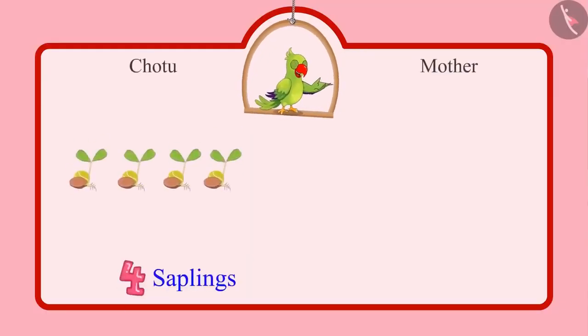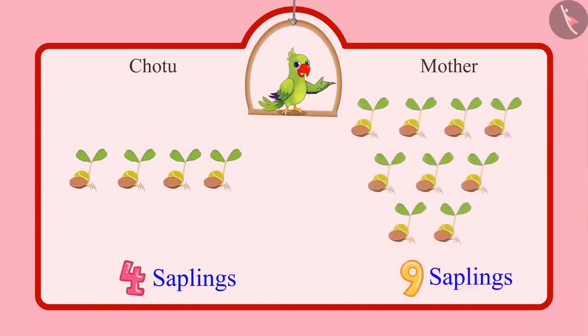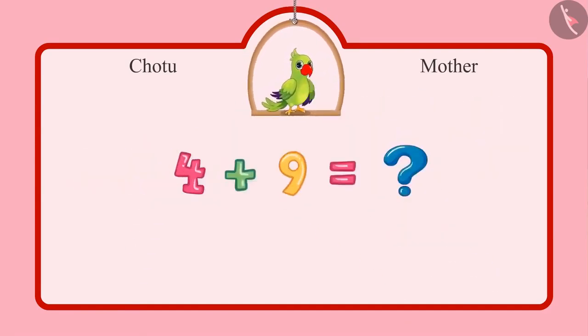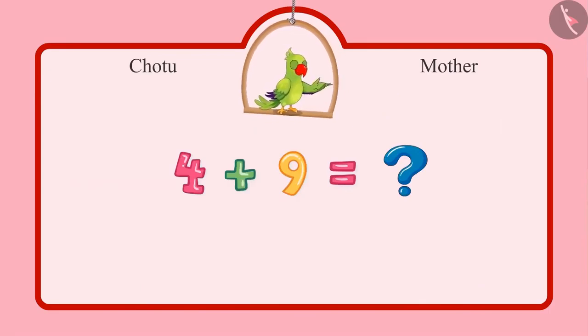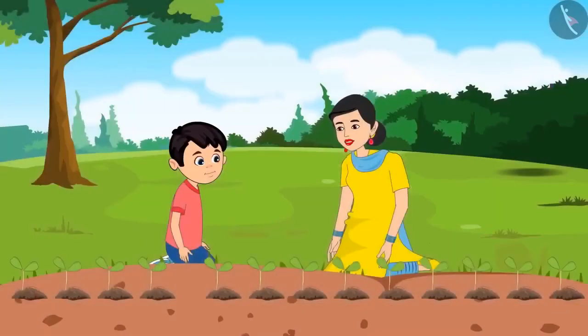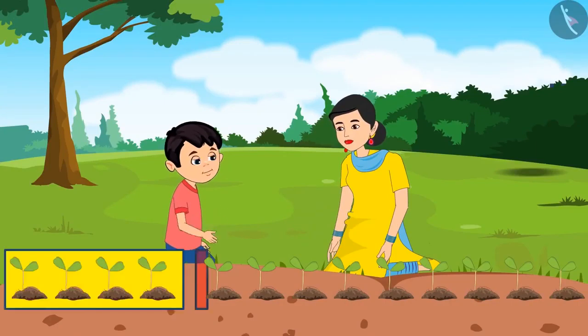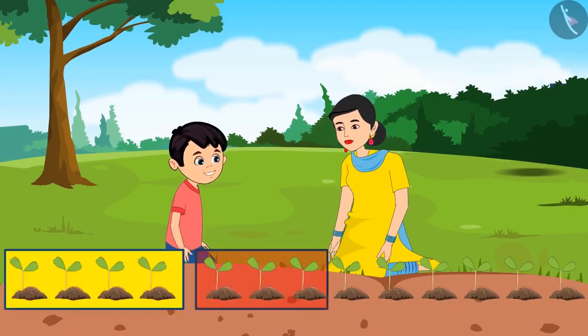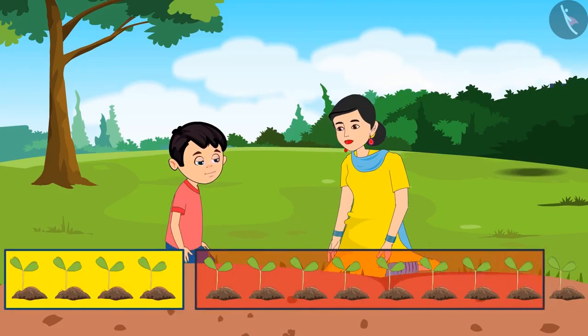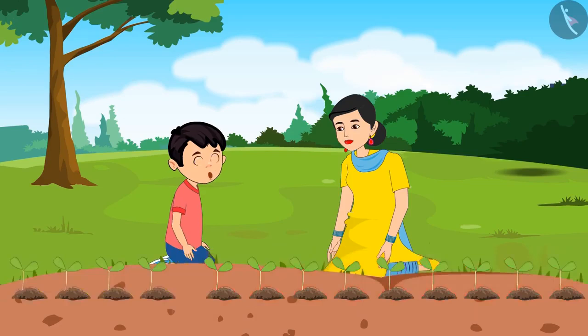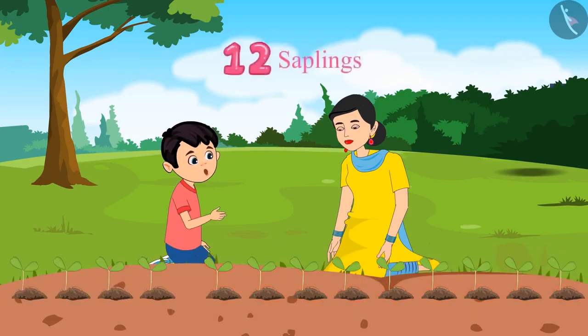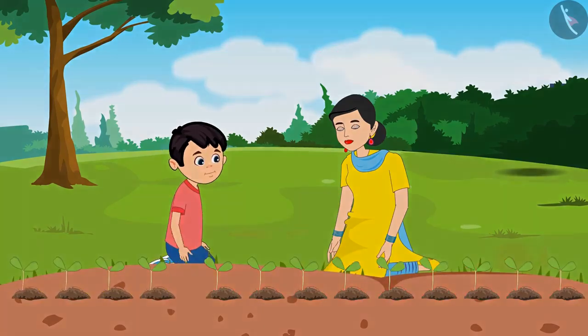Chotu planted 4 saplings. Mother planted 9 saplings. Can you tell me how many saplings in all did they both plant? Let us see. Chotu, can you count and tell me how many saplings we have planted? We have planted 4, 5, 6, 7, 8, 9, 10, 11, 12. Mom, we have planted 12 saplings in total.